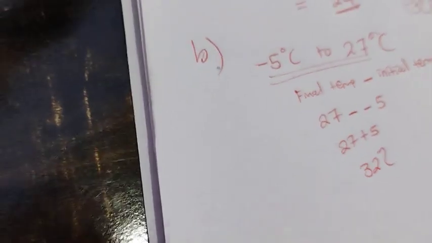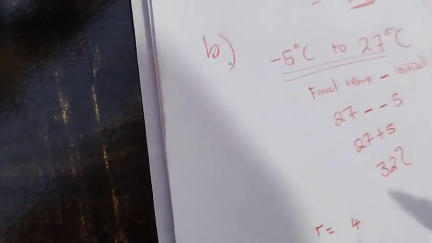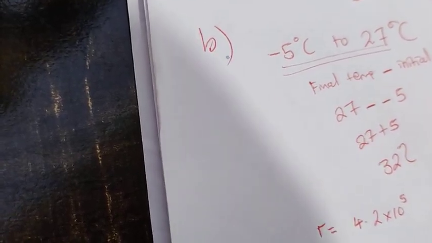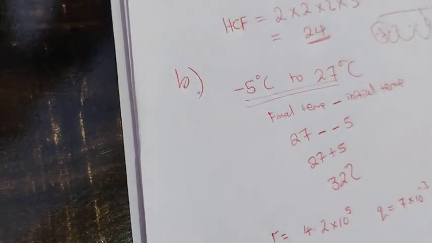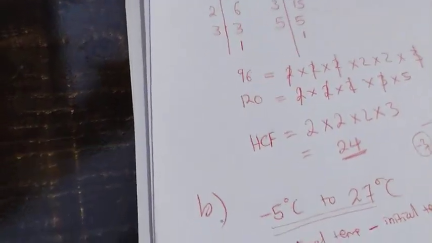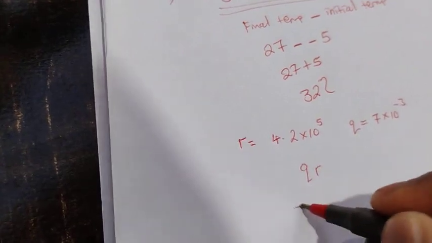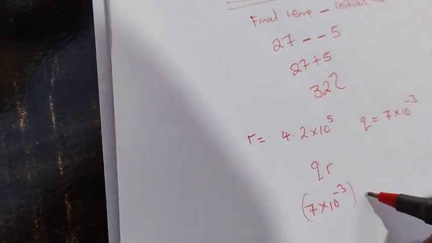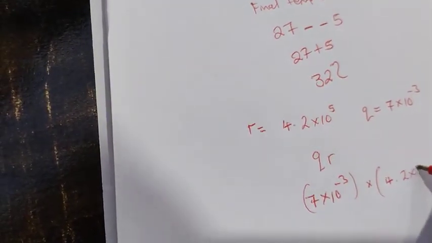Alright, so if R is equal to 4.2 times 10 to the power 5, and Q is equal to 7 times 10 to the power minus 3. Calculate QR. So how do we calculate QR? QR means Q times R. So we have our Q, which is 7 times 10 to the power minus 3, which is multiplying R, that's 4.2 times 10 to the power 5.